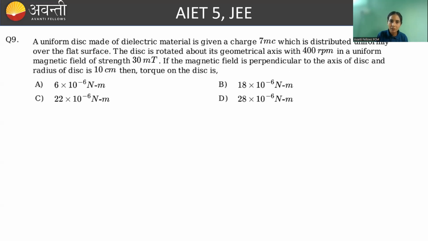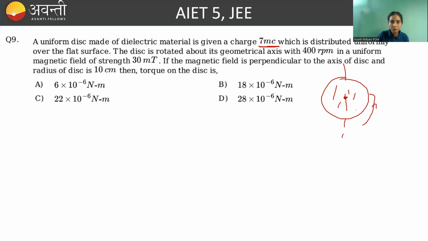And that is given a charge of 7 millicoulomb. Then there is a uniform disk, and in this region, this much charge is distributed uniformly. Then the disk is rotated. Now it is getting rotated like this, I guess. This is the axis of rotation, and around this, your disk is rotating. Visualization is very important in physics.